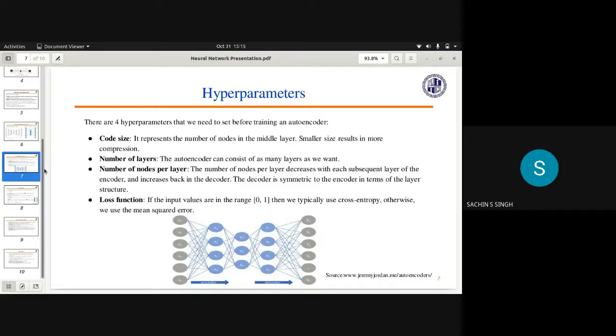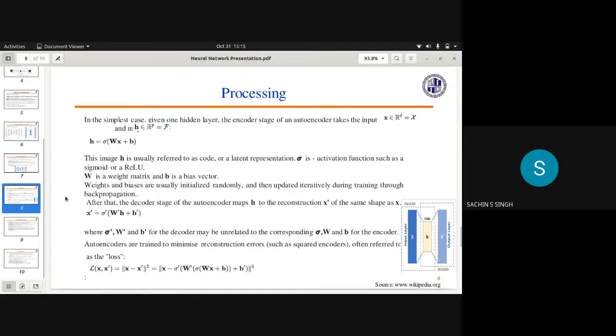And then is the loss function. We generally use cross entropy or otherwise mean squared error for the autoencoders. In the next slide, here is the processing part. Here the symbols have the usual meanings. W is for weights, B is for bias, and sigma is the activation function.